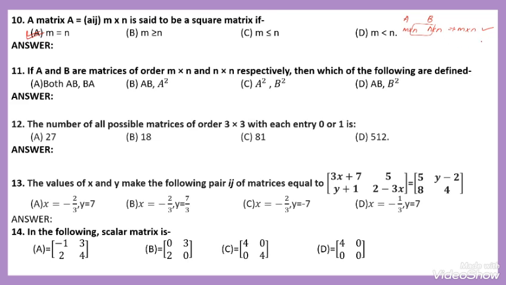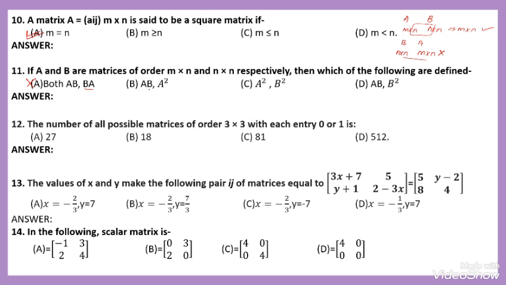This is possible. Okay. Similarly, for BA, the order of the B matrix is N cross N, and the order of A matrix is M cross N. By the definition of multiplication of two matrices, the number of columns of the first matrix and the number of rows of the second matrix are different. Therefore, the multiplication is not possible. Okay, the option number A is wrong.